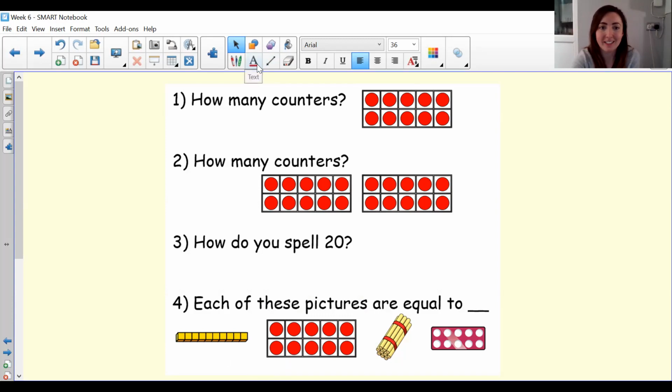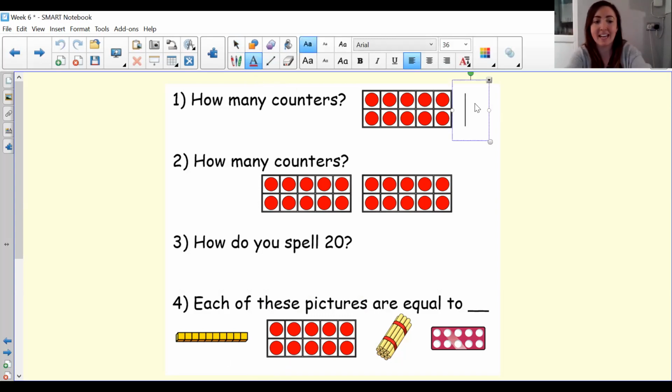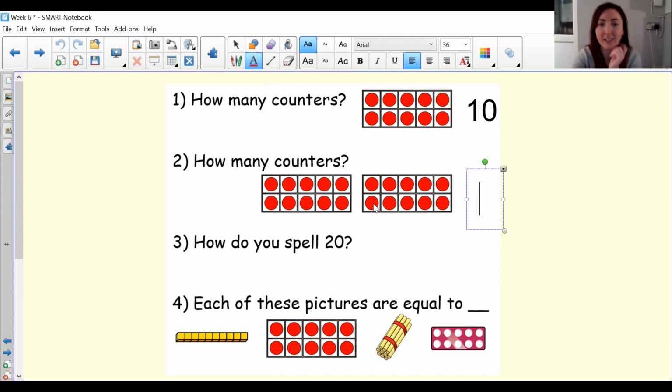All right, let's go through the answers. So question 1, how many counters? Well, we can see it's a full 10 frame, so there must be 10 counters. Question 2, now we've not just got one full 10 frame, we have 2 full 10 frames. So 2 tens, which is 20. 2 tens and 0 ones, 20.